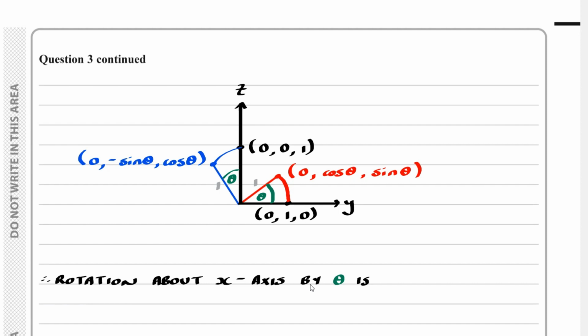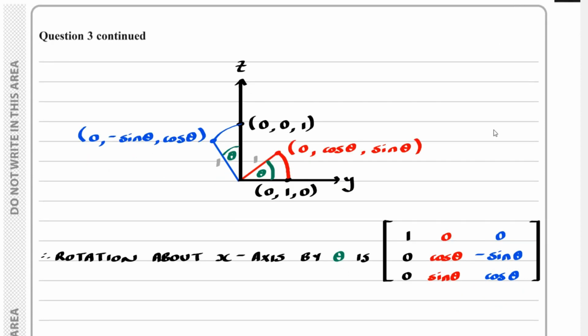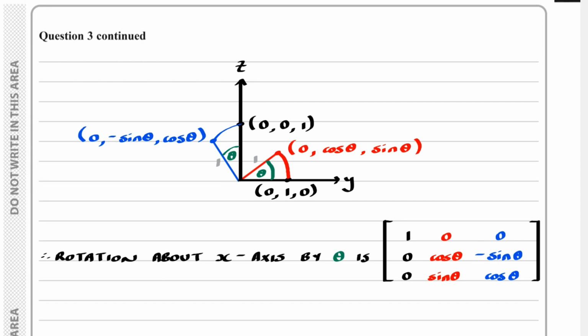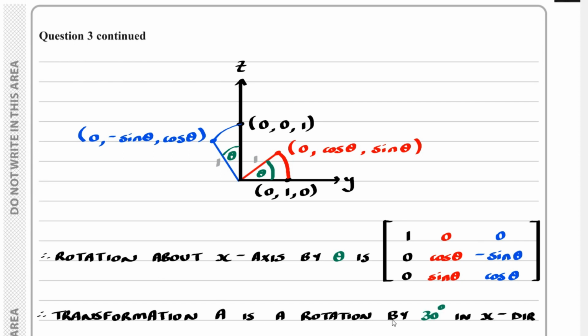Meaning, the rotation about the x-axis by an angle of theta is given by this matrix 1, 0, 0, that's the x's, and in the y's, we've got 0, cos theta, sine theta, and in the z, we've got 0, minus sine theta, cos theta. So here where we've got the cos theta, we can compare that directly with the root 3 over 2, in which case you can see theta will equal 30 degrees, meaning you have a transformation A, which is a rotation by 30 degrees about the x-axis.